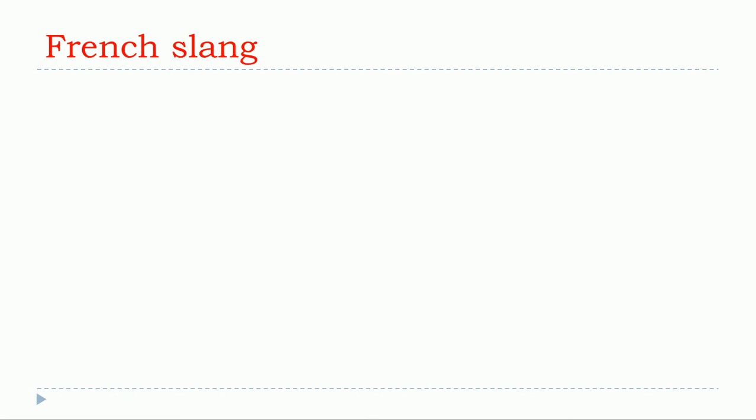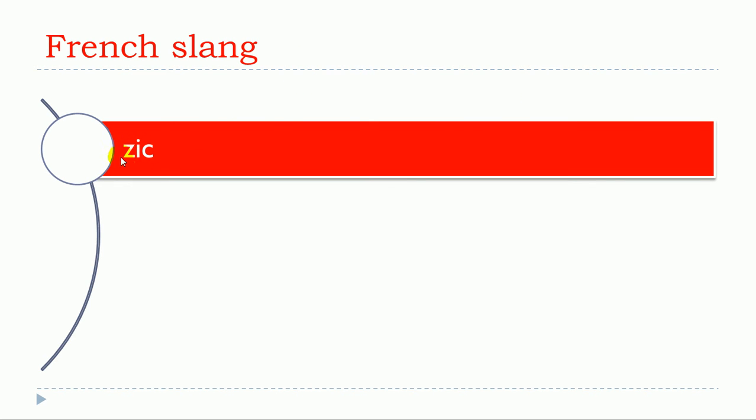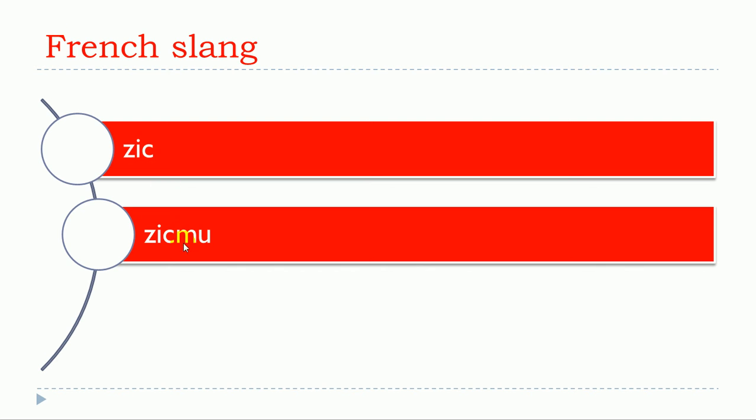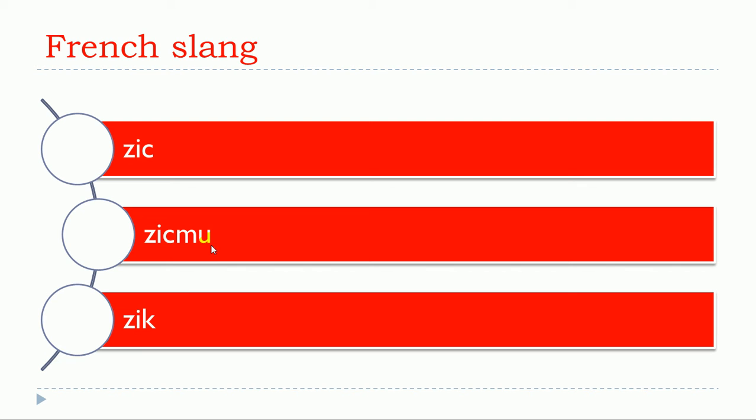Let's start now. The first one will be zik, okay? Zik. Or then it could be zikmu, zikmu. Well, then you can write it like that, zik. Okay, so zik, zikmu, zik. Obviously, it's feminine as une musique is feminine. So une zikmu, une zik.